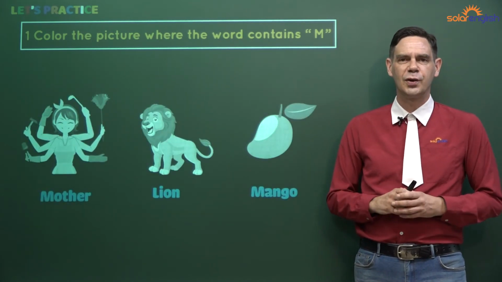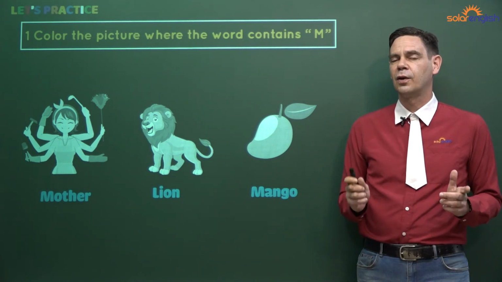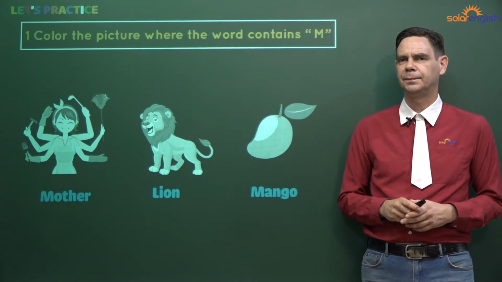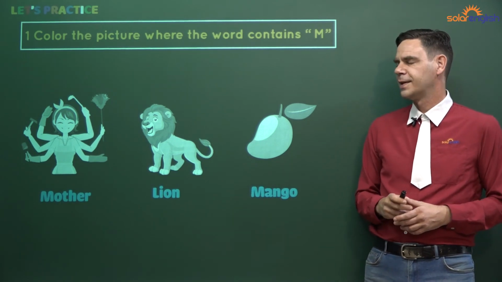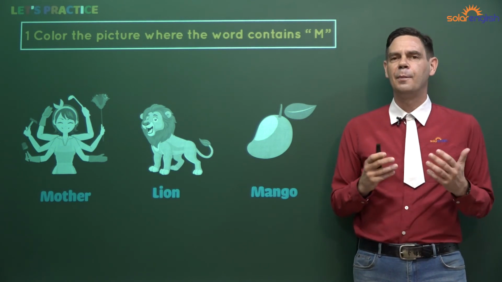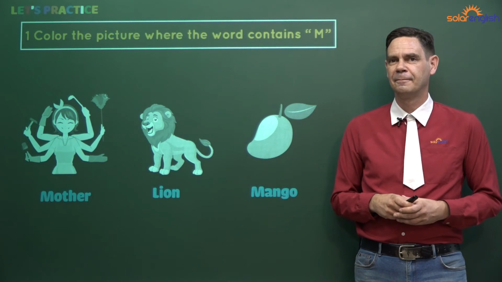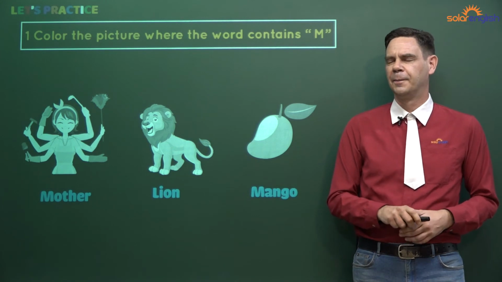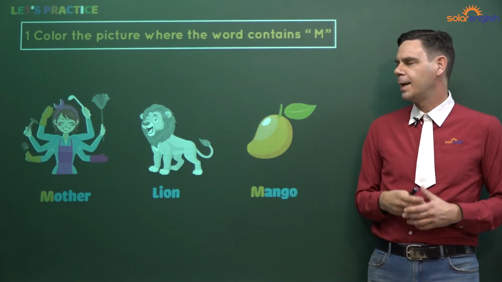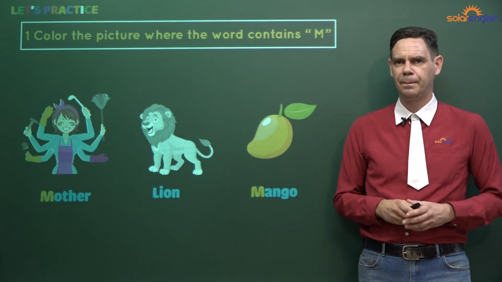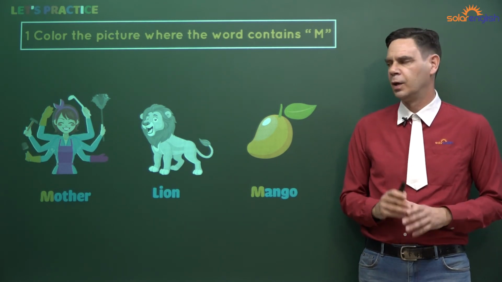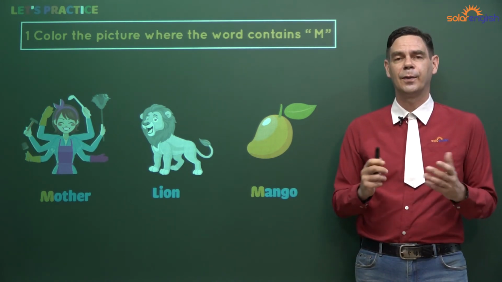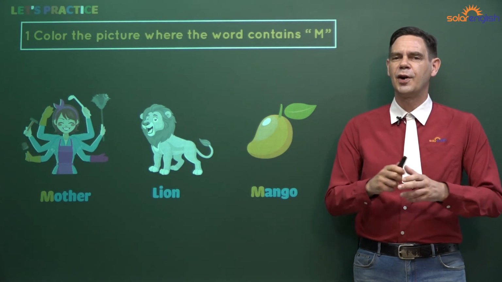Let's look at some more of those. So three more pictures. Two of these pictures start with a letter M. What do you think? Which two pictures are you going to color? We've got mother, lion, and mango. Okay, maybe you can color them a bit later. Let's take a look. So mother and mango start with M. They have a M sound, not a lion. So you need to color mother and mango. Great job. Excellent, everyone.